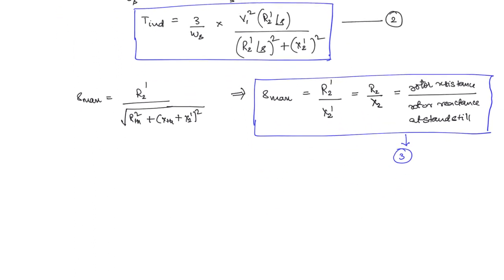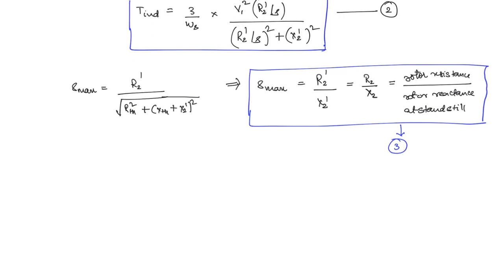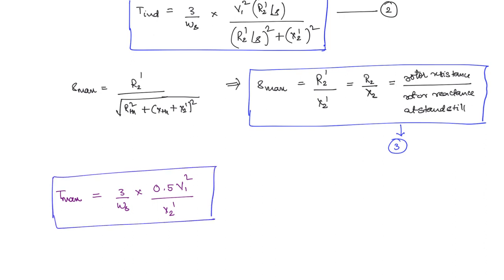Finally, we can get the values of maximum torque and starting torque. T max is equal to, you substitute the value of S max, equation 3, in equation 2. The final answer I am writing: you are going to get 3 by omega S into 0.5 V1 square divided by X2 dash. This is the expression for maximum torque, equation 4 if you take.